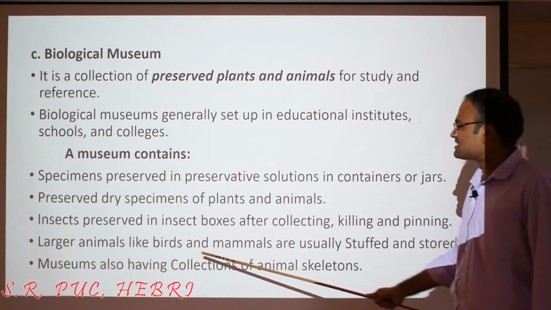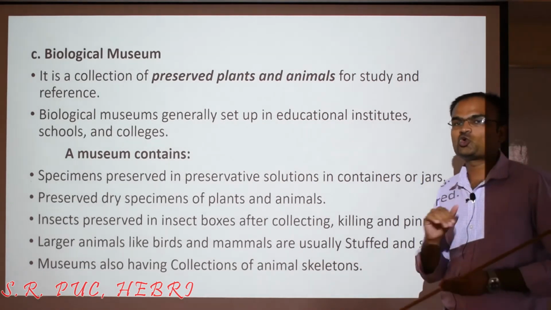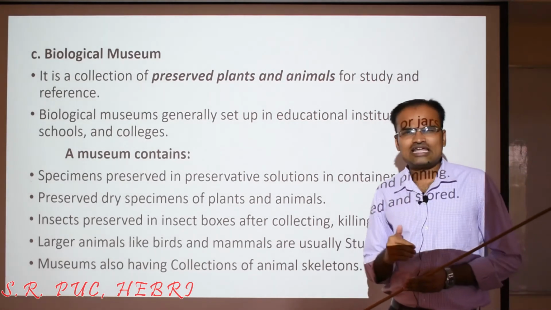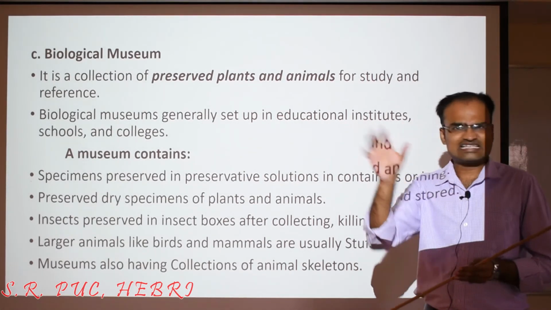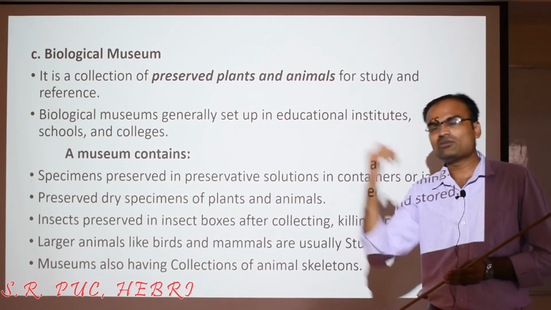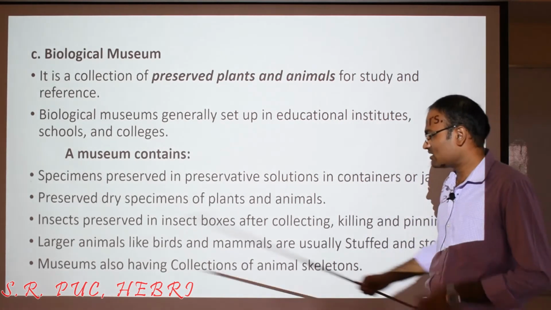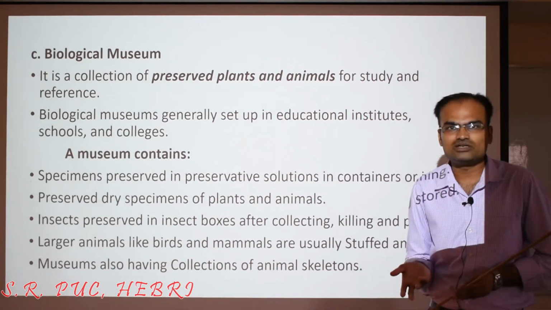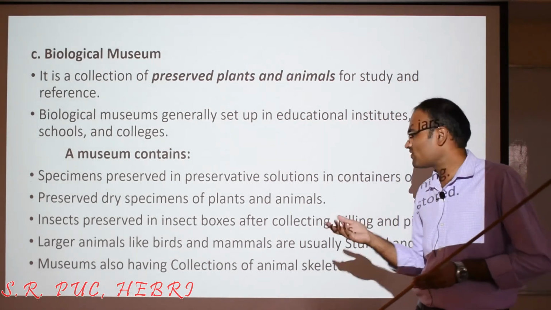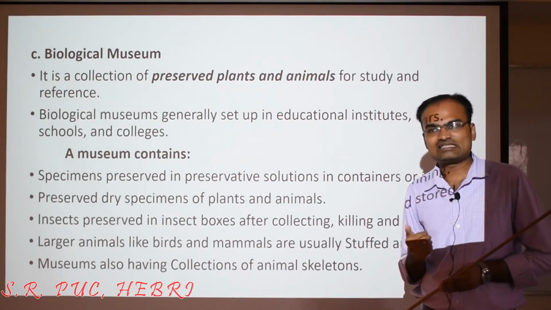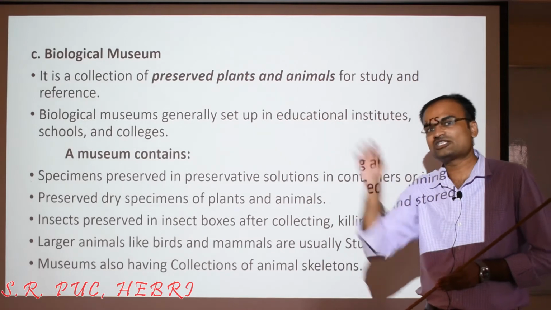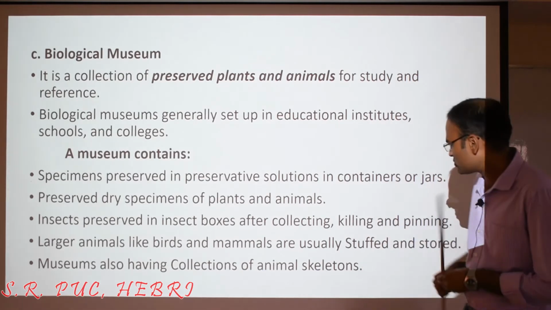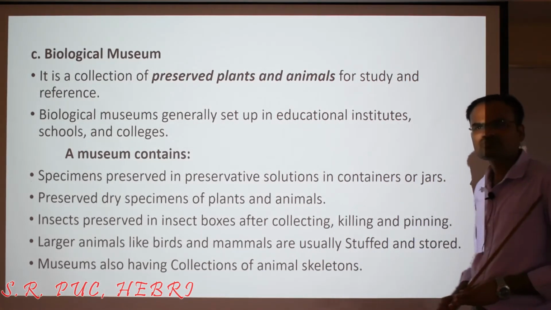Larger animals like birds and mammals are usually stuffed and stored. For smaller plants or smaller animals, we can easily store them in glass jars. But for larger animals like birds and mammals, for example an ostrich, or bigger mammals like gorillas and chimpanzees and other endangered species, we cannot store them in a glass jar, isn't it? That's why they are going to stuff them. What is stuffing?